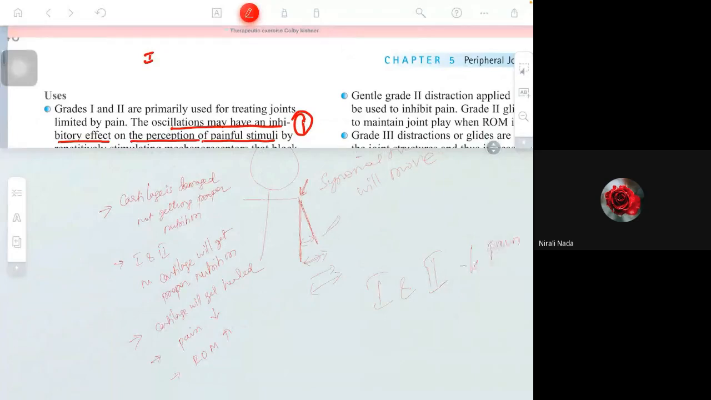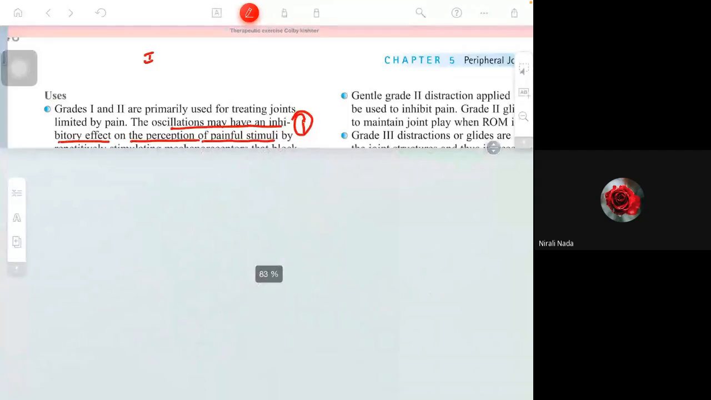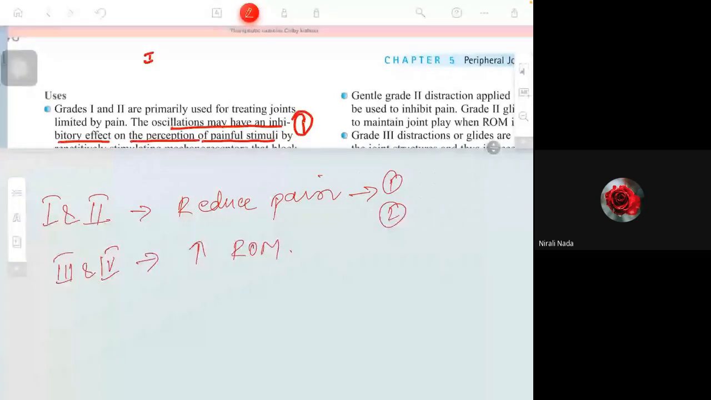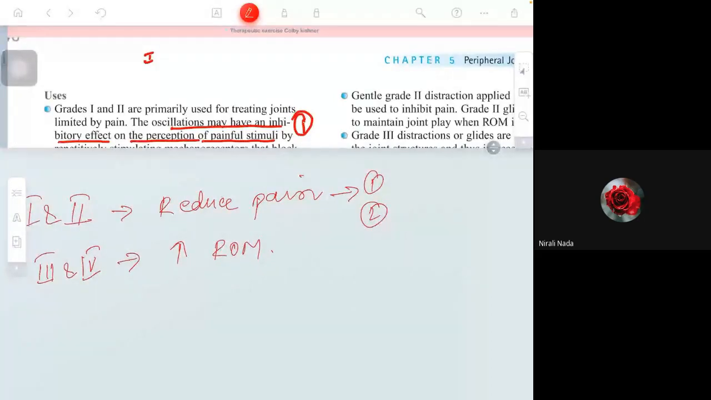So there are 2 points. Clear? We have discussed 2 points. One is, 1 and 2 reduces pain. 3 and 4 increases range of motion. Pain is reduced by 2 reasons.